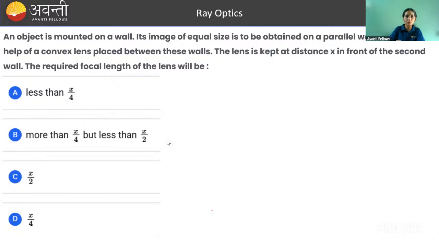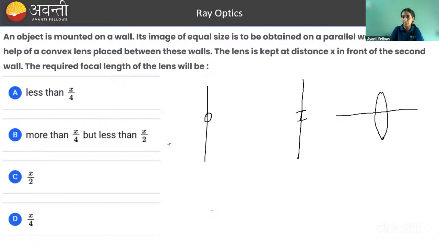If you see the question or read the question carefully, there is an object mounted on a wall. So on a wall, there is an object. If an image of equal size is to be obtained on a parallel wall, here there is the object, and here we have to get the image of equal height with the help of a convex lens. So if you remember, for a convex lens, when we get the same height of image, for what position of the object? If the object is kept at what?